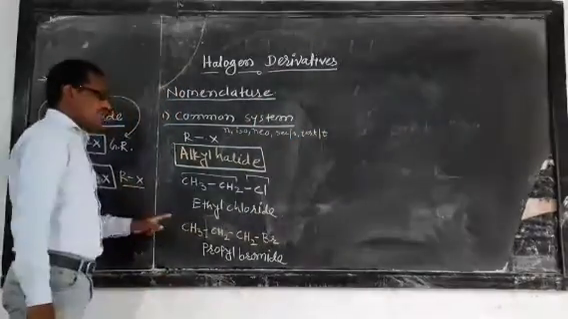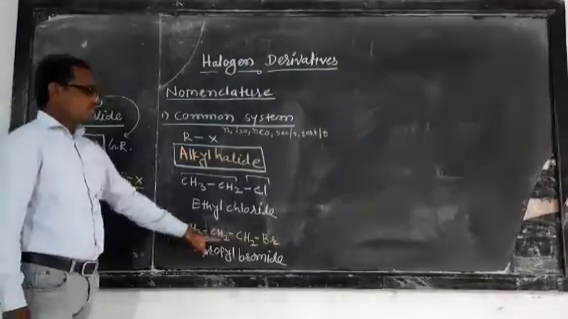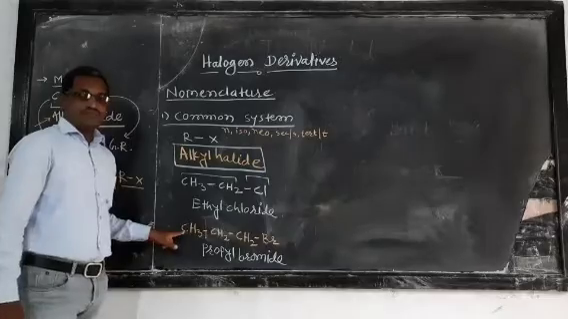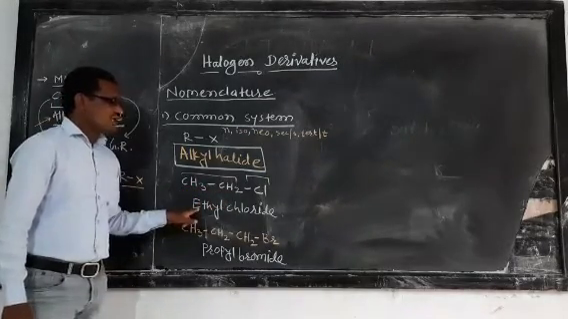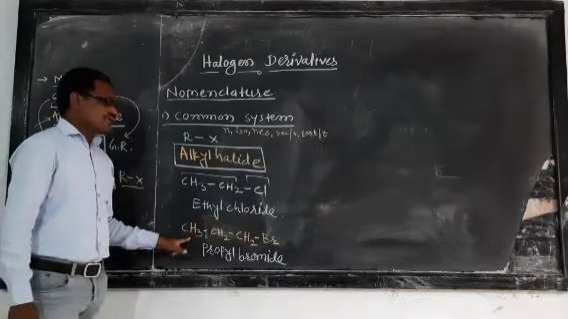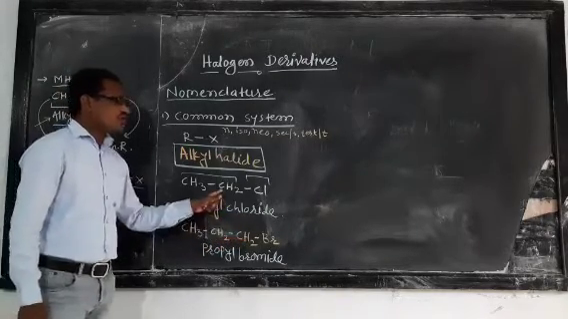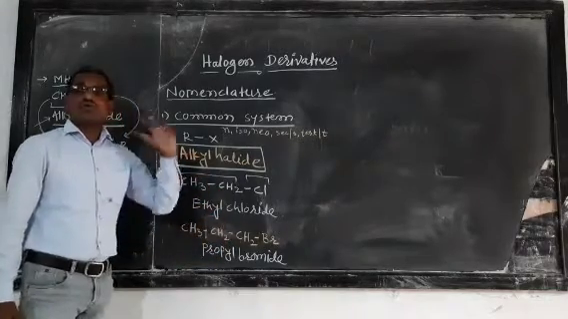Like that, when we look toward this example, in this example there are 3 carbon atoms. In the earlier example there are 2 carbon atoms, so we wrote ethyl chloride. But in this example there are 3 carbon atoms. According to this system, we may write propyl bromide, but it is wrong.